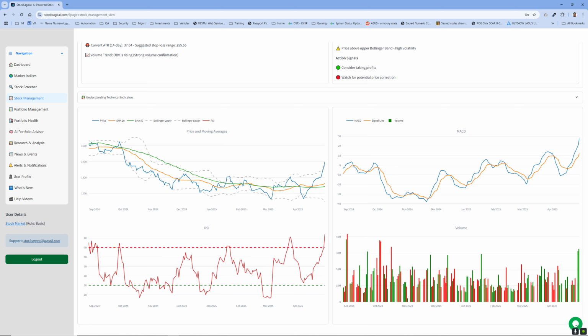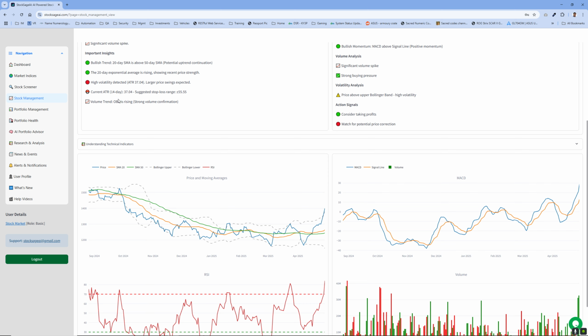The 20-day exponential average is rising. This shows recent price strength. High volatility is detected. This suggests larger price swings are expected, which could present both opportunity and risk. And you can also look at the current ATR. The current ATR is the average true range measuring the volatility. This really helps determine the potential stop loss level and the position sizing.